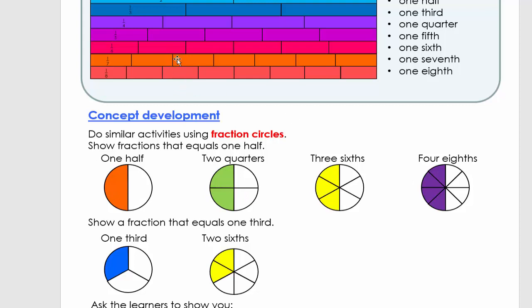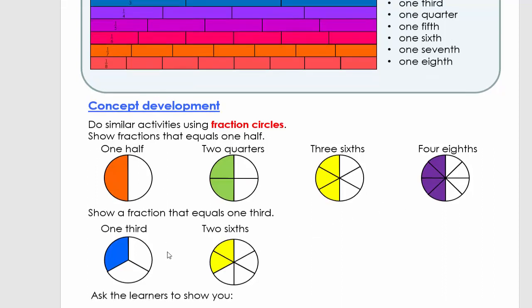So now we're going to look at 4 eighths. So 1, 2, 3, 4 eighths. I can see it's the same as 1/2, 2 quarters, 3 sixths. So 1/2, 2 quarters, 3 sixths, and 4 eighths are all equal. So we call these equivalent fractions.